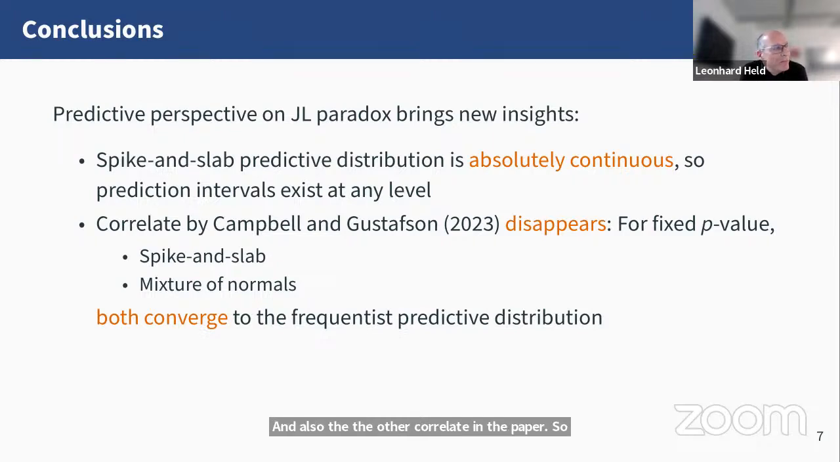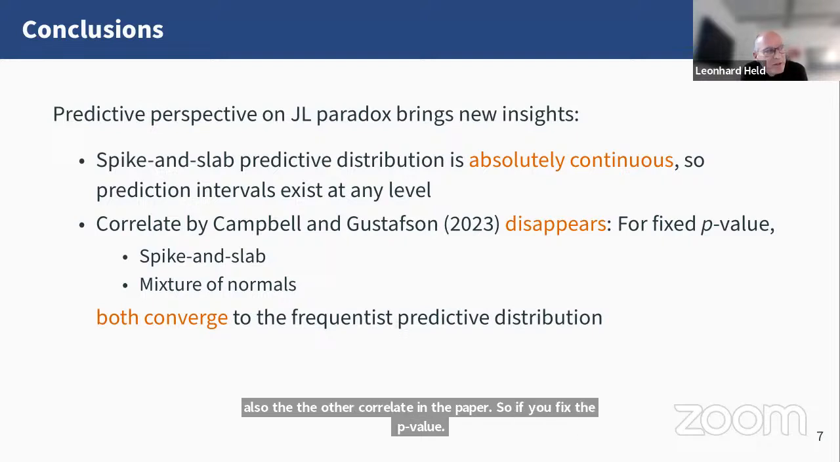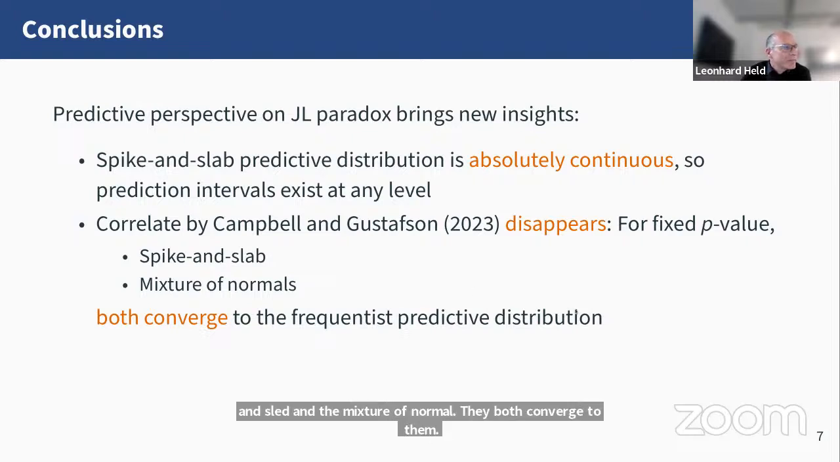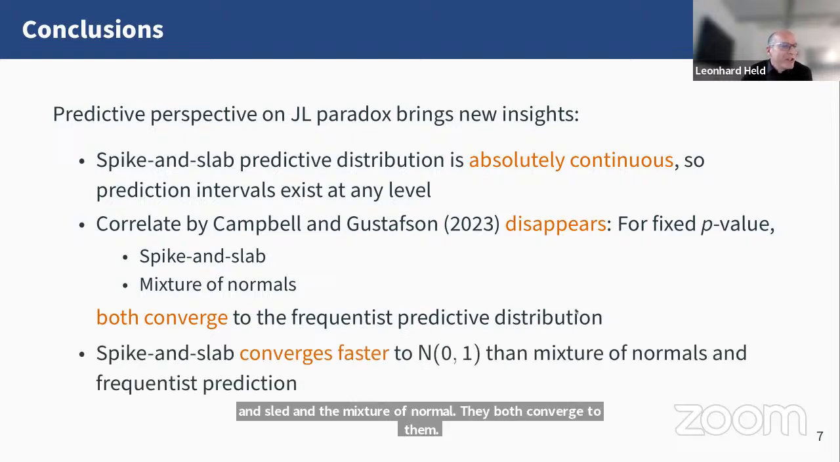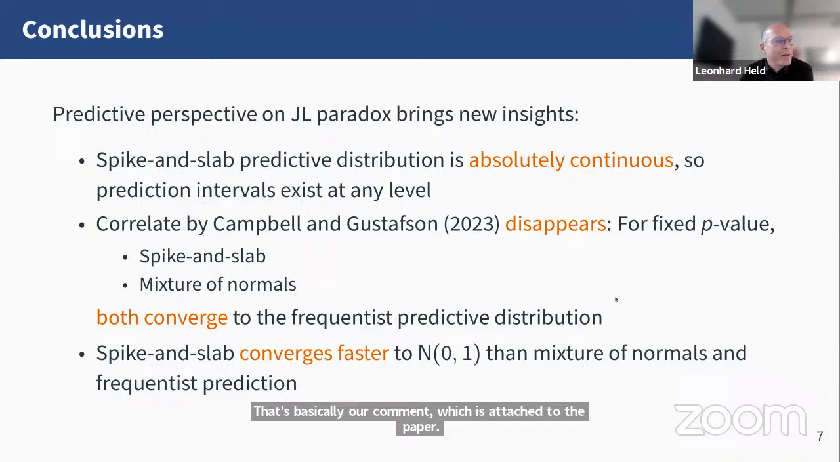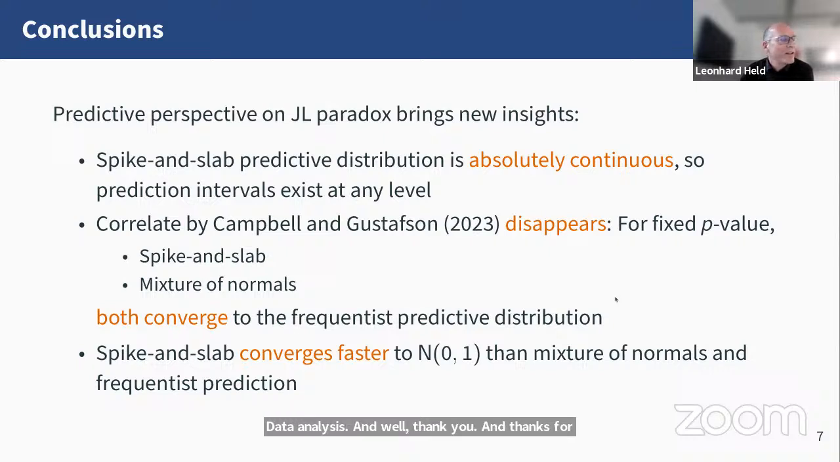So if you fix the p-value, spike and slab and the mixture of normals both converge to the frequentist predictive distribution. And just a side comment on the last slide, that the spike and slab converges faster to the standard normal predictive distribution than the mixture of normals and the frequentist prediction. That's basically our comment, which is attached to the paper in Bayesian Analysis. And well, thank you. And thanks for the paper. And I look forward to the discussion.